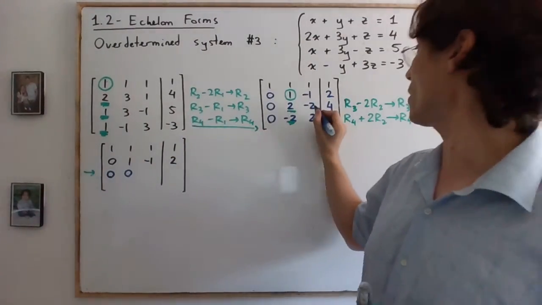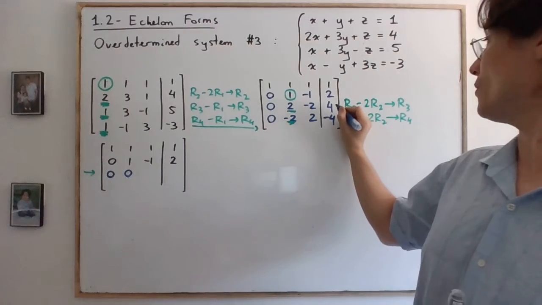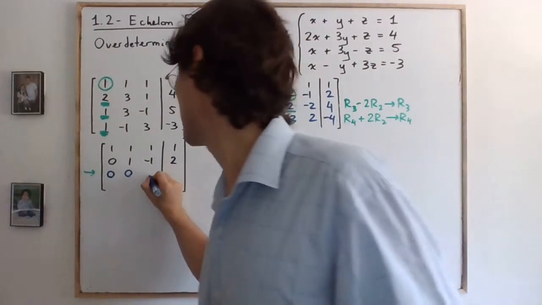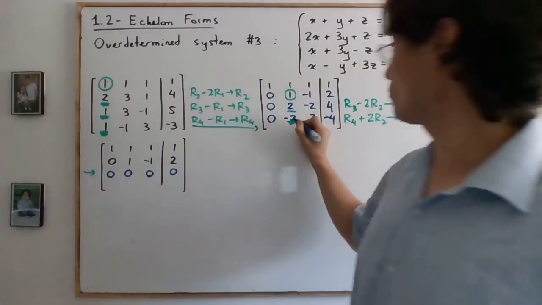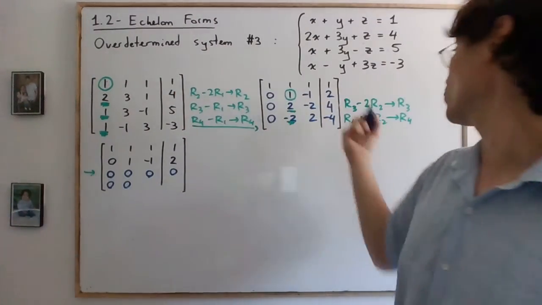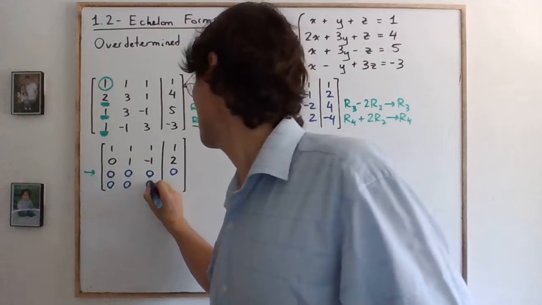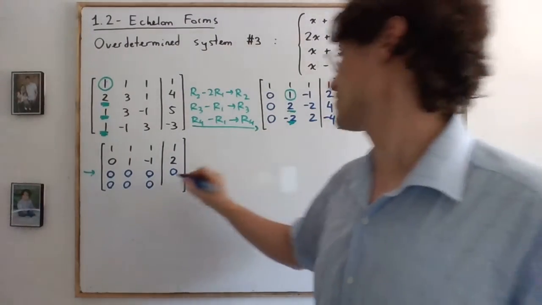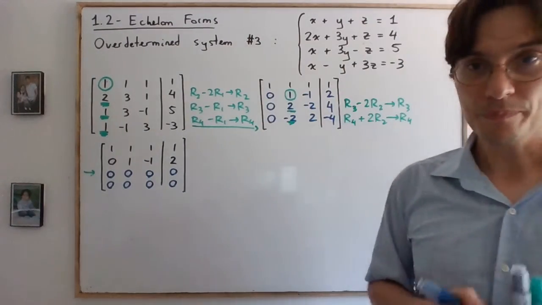2 minus 2, 0. Negative 2 plus 2, 0. 2 minus 4, 0. Okay, good. And, okay, well, negative 2 plus 2, 0. 2 plus negative 2, 0. And finally, negative 4 plus 4, 0. Here we go.